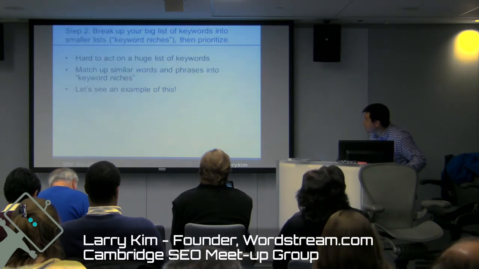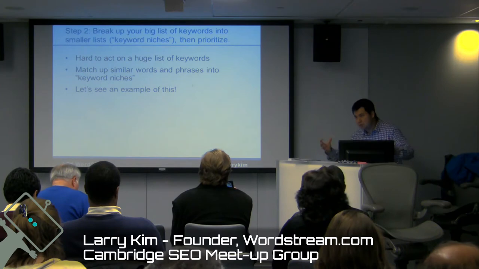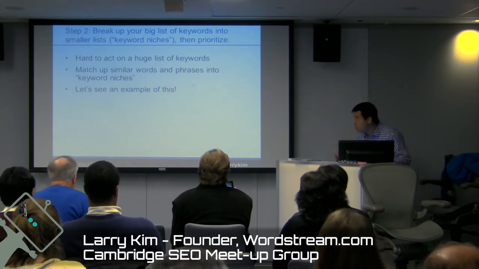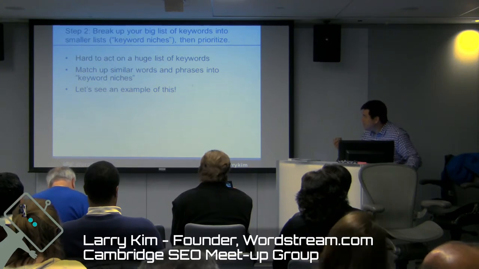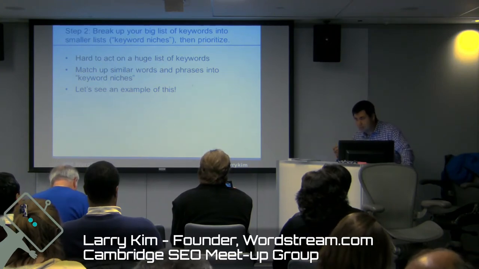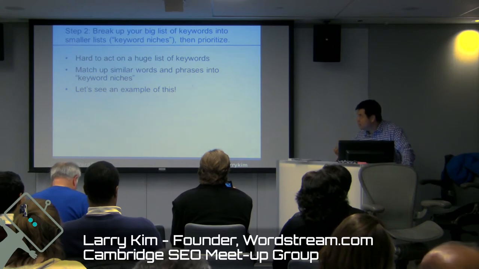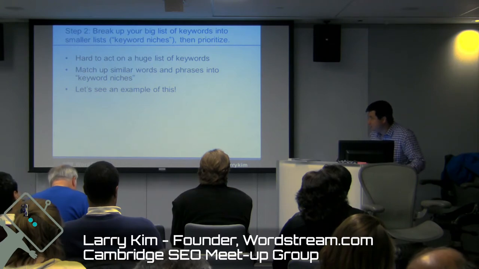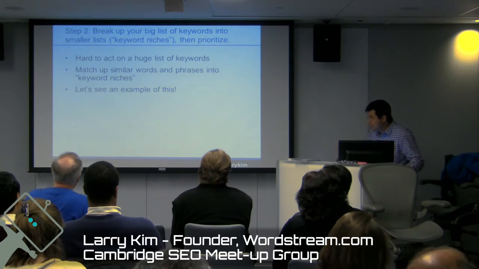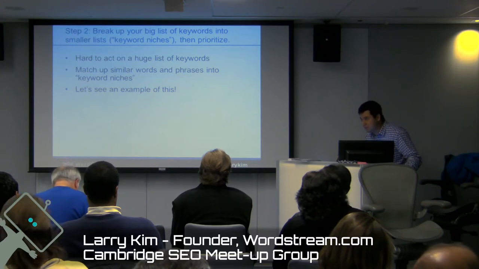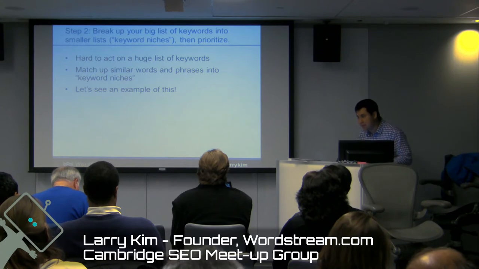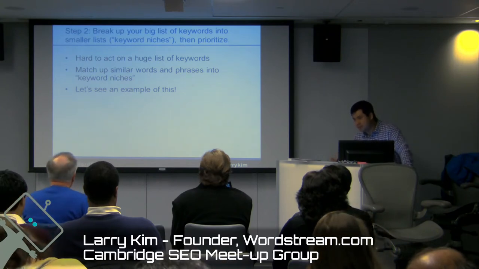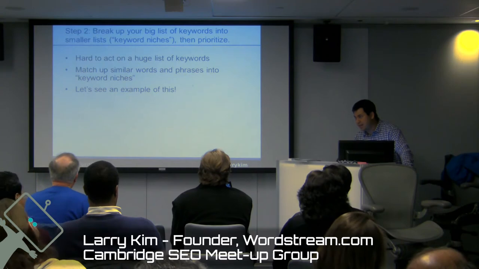Once you've made this big soup of maybe 1,000 or 10,000 keywords, you then need to do this culling, breaking it up from a big list of keywords into a smaller number of niches, more specific lists. Of course, it's very hard to act on a huge list of keywords. We're going to match up similar keywords with similar intent. Even if they're searching slightly differently, if they're looking for more or less the same thing, you can match them up together and count them as one.